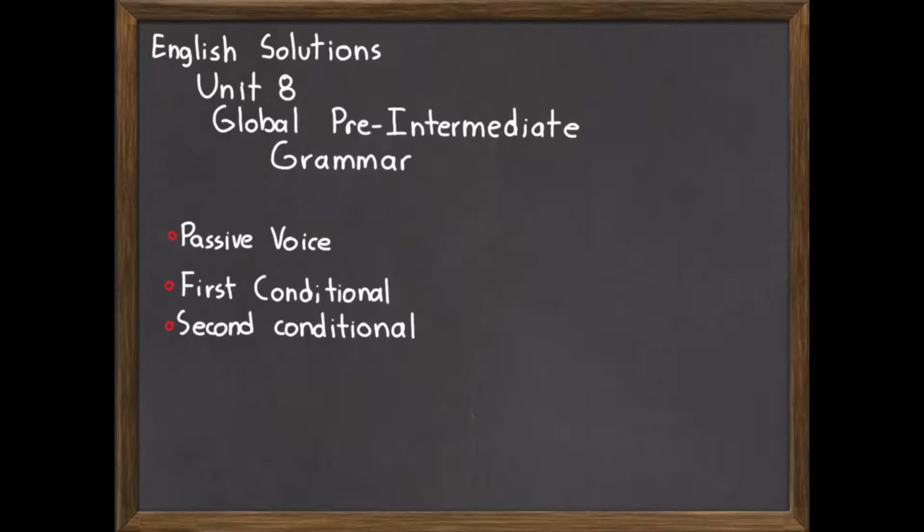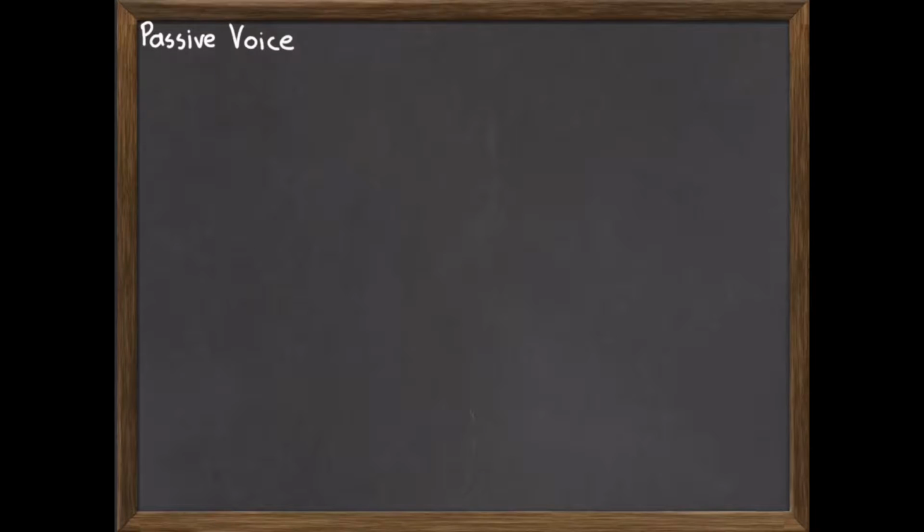Today, we will be looking at Unit 8 in the Global Pre-Intermediate book, and we will be focusing on the grammar section. We will be focusing on 3 points: the passive voice, how it's used, and when do we use it, and the first and second conditionals. So let's begin. Let's look at the passive voice.